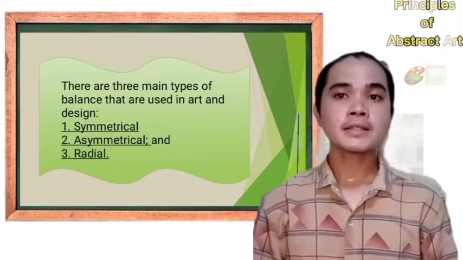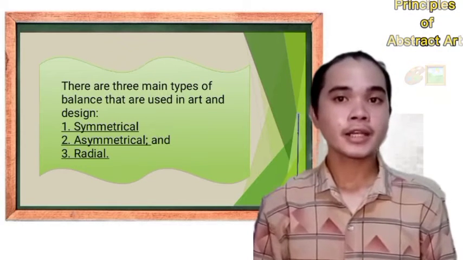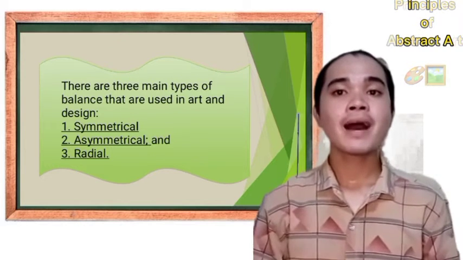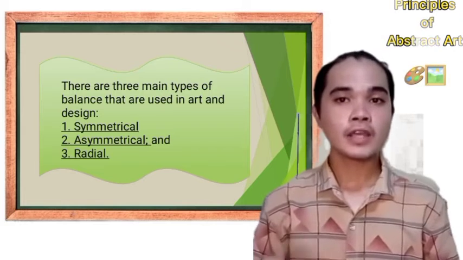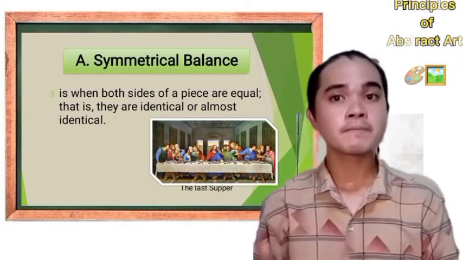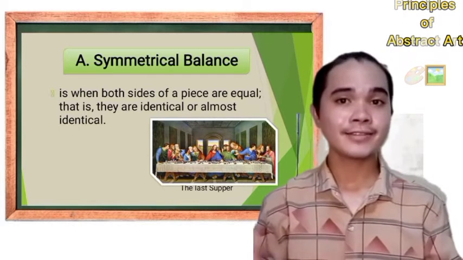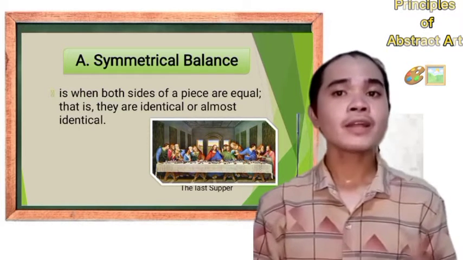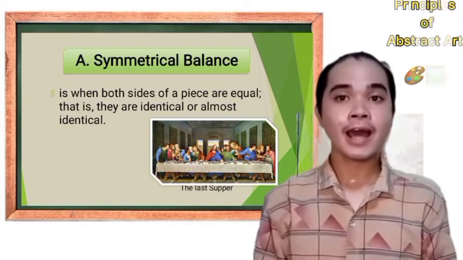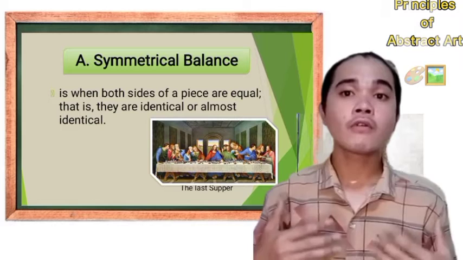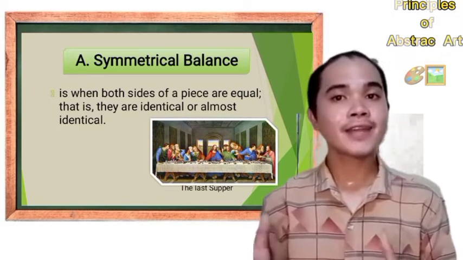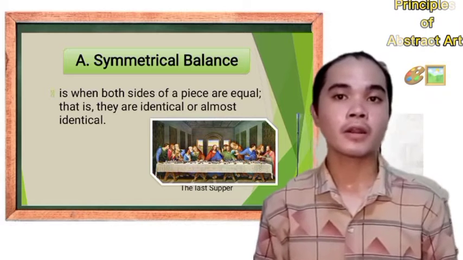There are three main types of balance that are used in art and design. First, we have symmetrical. Second, we have asymmetrical. And the third one is radial. When we talk about symmetrical balance, it is when both sides of a piece are equal or almost identical. It can be established by drawing an imaginary line through the center of the work, either horizontally or vertically, and making each half identical or very visually similar.